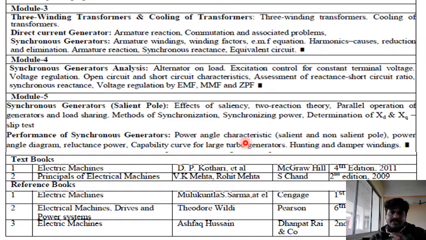basically there are two types of generator, salient pole type generator and non-salient pole type generator. Here power angle characteristics you are going to study for both types of generator, that is salient and non-salient pole type of generator. And power angle diagram you are going to study, reluctance power, capability curve for large turbo generator you are going to study, and some hunting and damper windings.